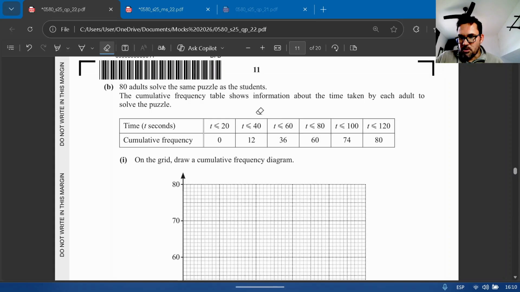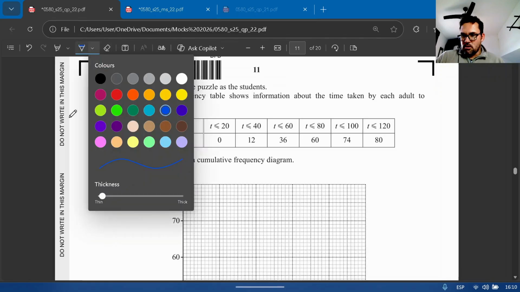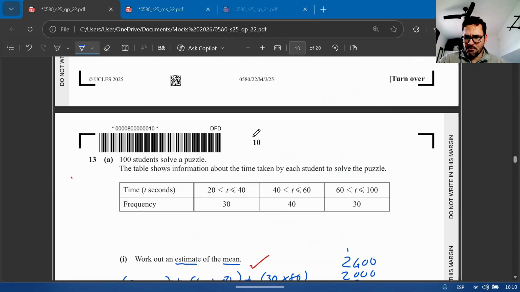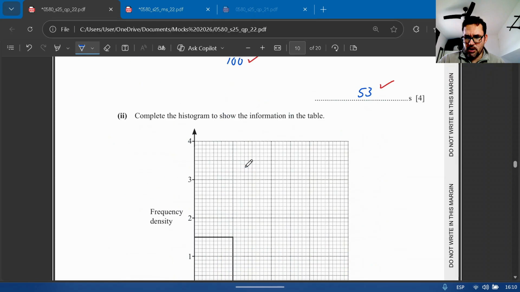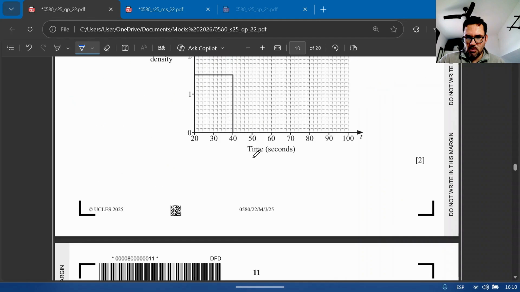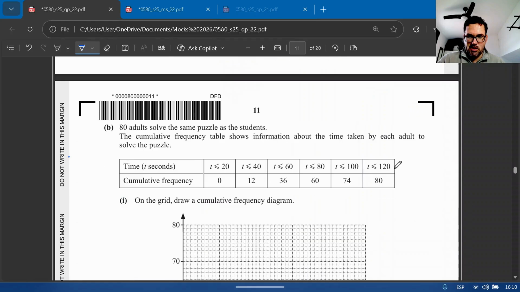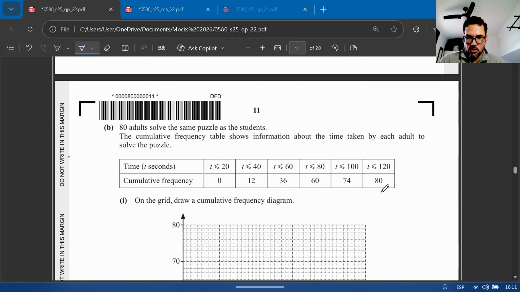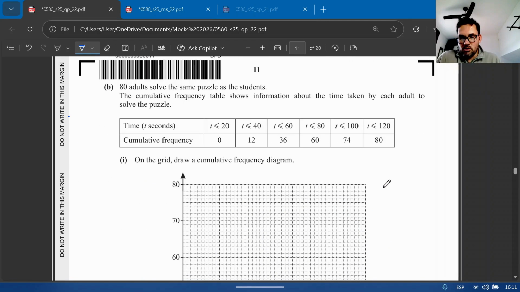Moving on to question B. Now they let the adults do the puzzle. I don't know if you noticed, but 12 adults got it less than 40. So the adults are a bit slower. Look, some of them even took as much as up to maybe possibly 120 seconds, where all the students were less than 100. Very accurate here. The adults are a bit slower, that's true. Okay, draw a cumulative frequency table.